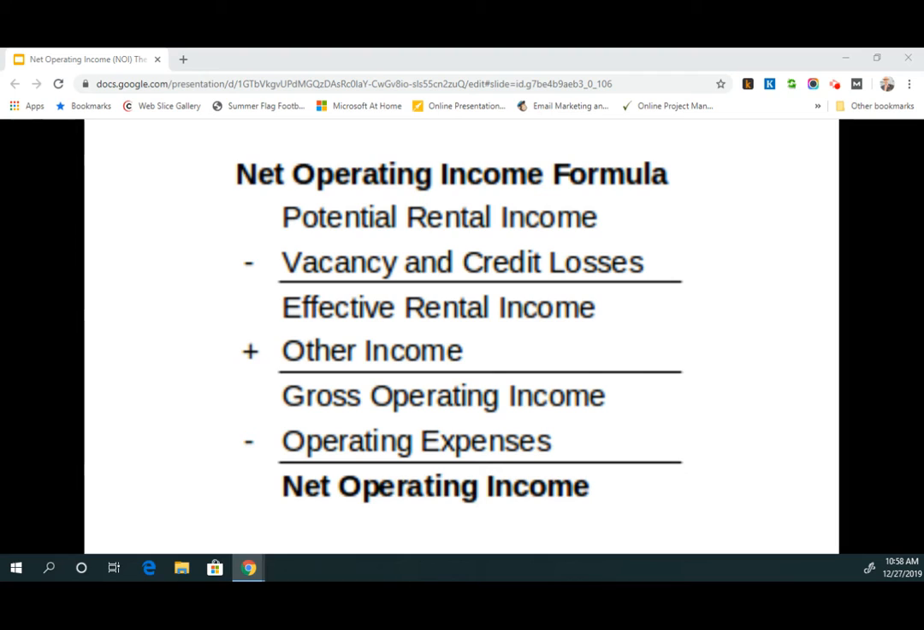Okay, so here is the breakdown formula for how you find what NOI is. The NOI is the apartment's income after being reduced by credit loss, vacancy, and operating expenses. So we have here the gross operating income, and then you subtract the operating expenses. Okay, it's kind of straightforward, right?